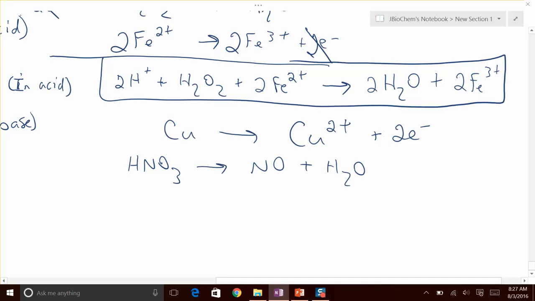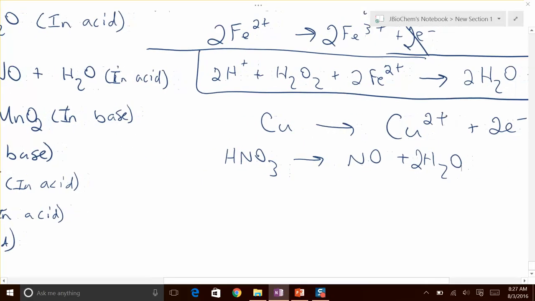Let's balance the oxygens first. How many waters do I need to balance those three oxygens? Two more. So I have NO plus two waters. What am I missing? I need hydrogens over here, right? So how many hydrogens? Three. I need three hydrogens, since this is an acid solution.